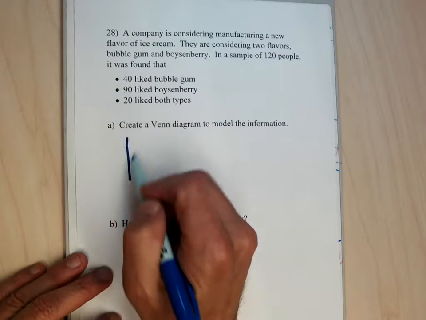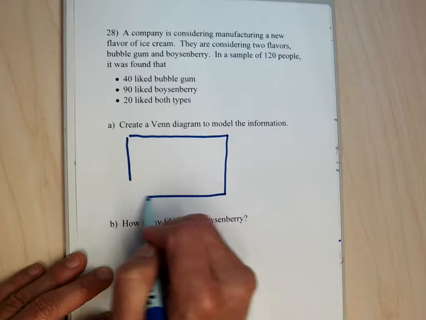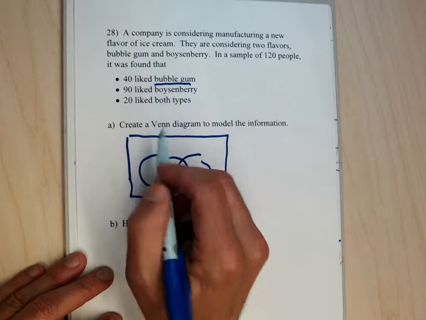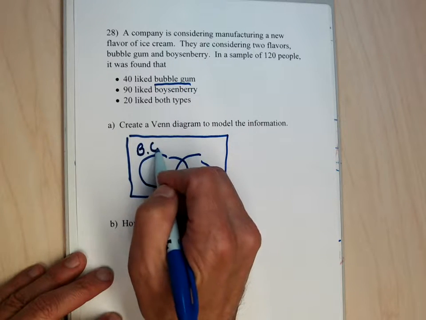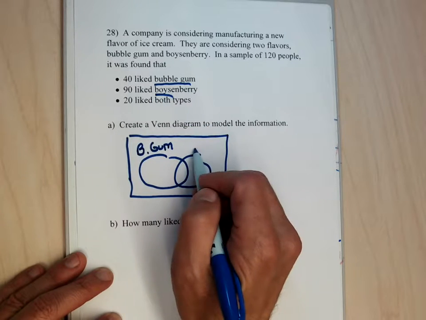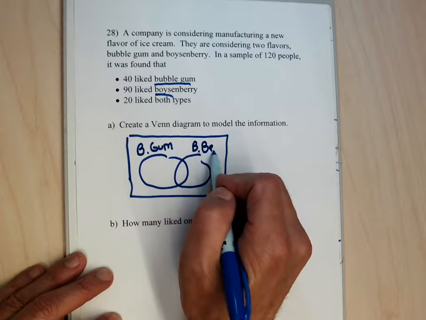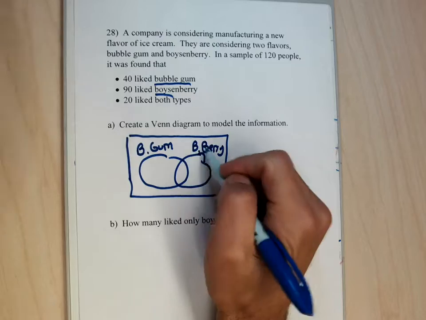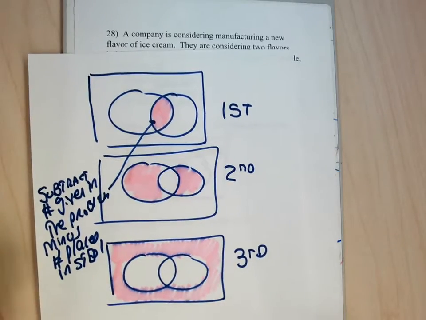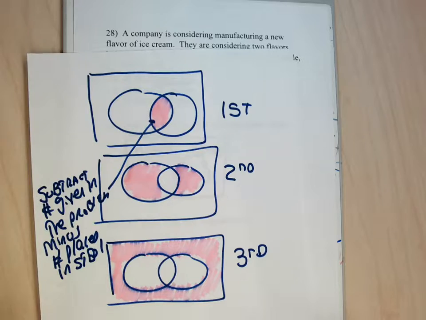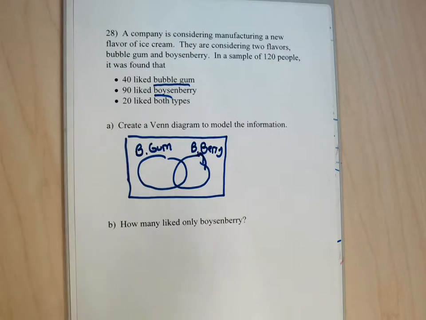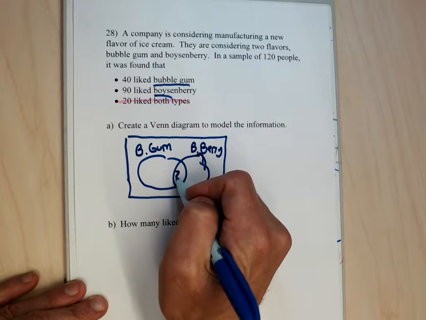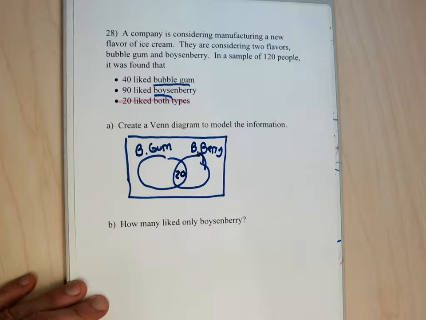So, 2 circle Venn diagram, and I'm going to name my circles for the names of the ice cream. And I might be lazy, just here write B gum for bubble gum and B berry for boysenberry. I don't necessarily care if you write the whole names out. So there's 2 types of ice cream, and I need to fill in the very, very center number, and that number is going to be the only number that I take from this problem and put in the diagram without subtracting first. And that number is going to be the 20 that liked both types. So that's going to go dead center in my diagram.